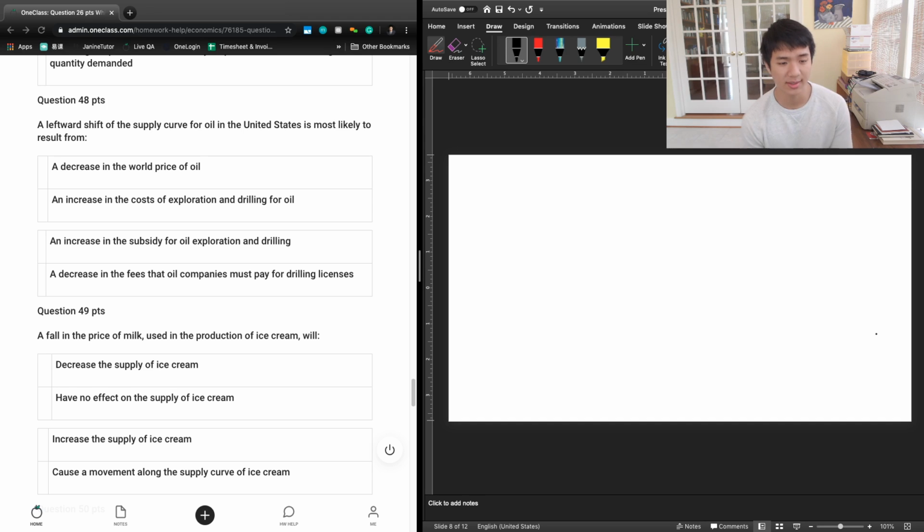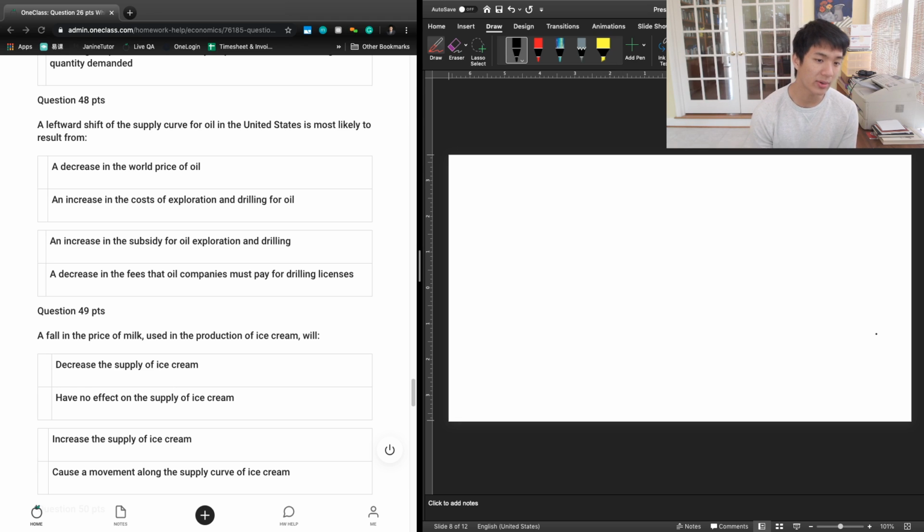C says the increase in the subsidy for oil exploration and drilling. If you're increasing a subsidy for oil exploration and drilling, what you're doing is you're reducing the cost of production, and that's actually going to cause a rightward shift in the supply curve for oil in the United States, not a leftward shift. So C is not going to be the right answer.